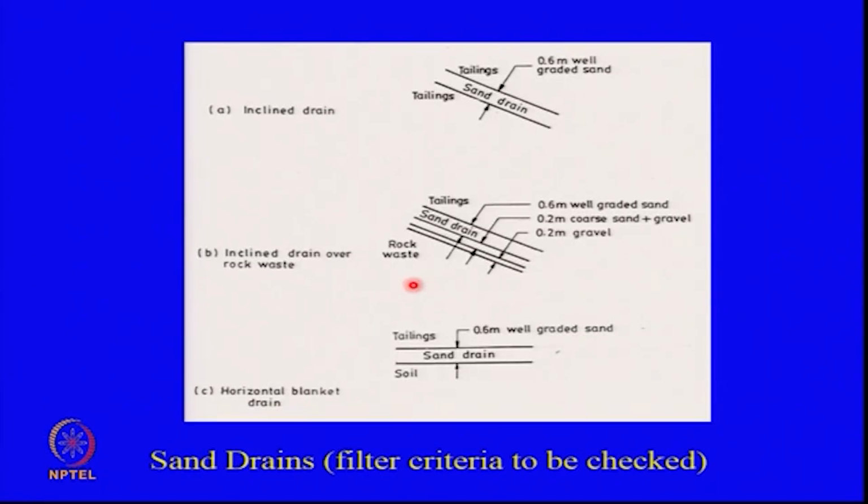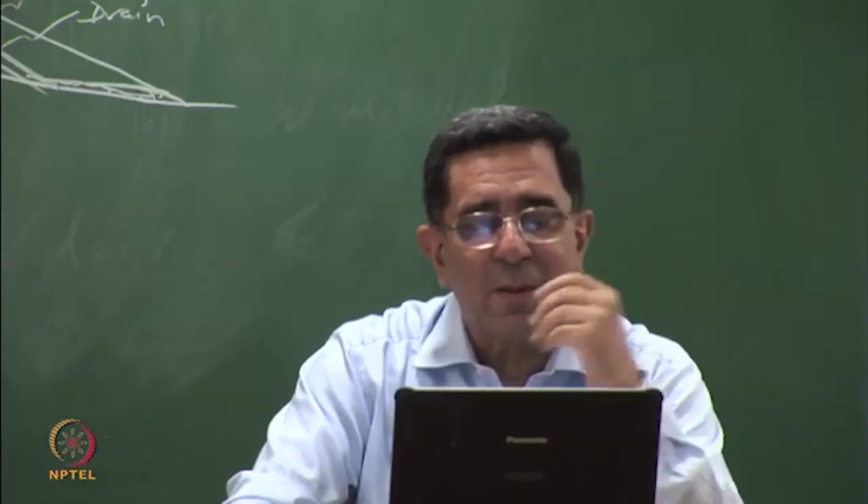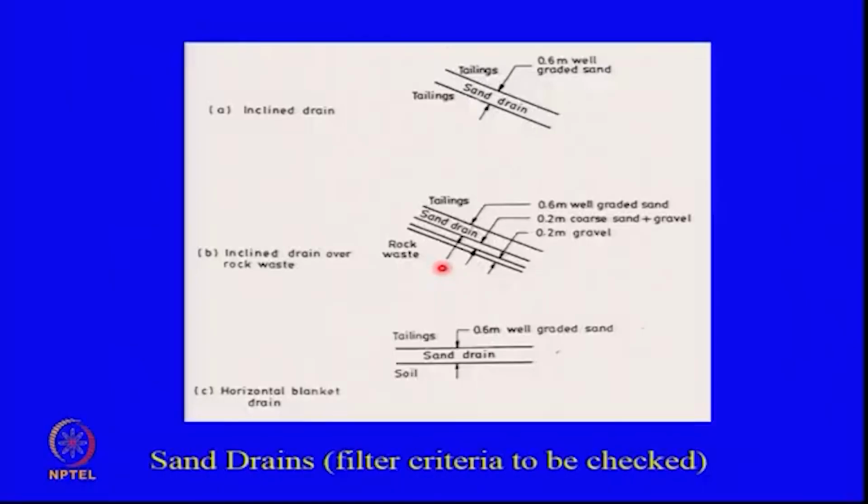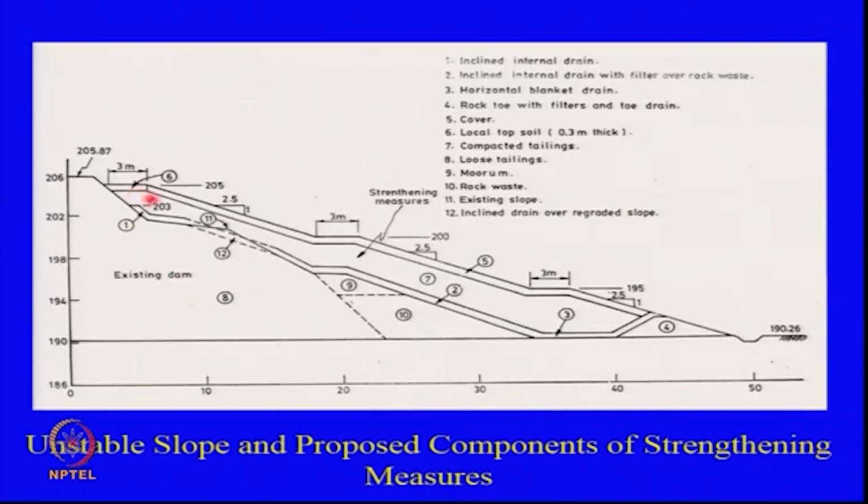So here are some of the interesting things. Where there was an inclined drain, we just put the sand on top of the tailings, because tailings are silty sand and you can put sand on it, no problems. Where there was rock waste, can you put sand on it? No. On the rock waste, first you put gravel. Gravel will not go into the rock waste, it's bigger. On top of the gravel, you put coarse sand and gravel. And on top of that, you put sand. So a 3-layer system was used. And remember, importantly, this entire stabilizing berm was made with tailings.